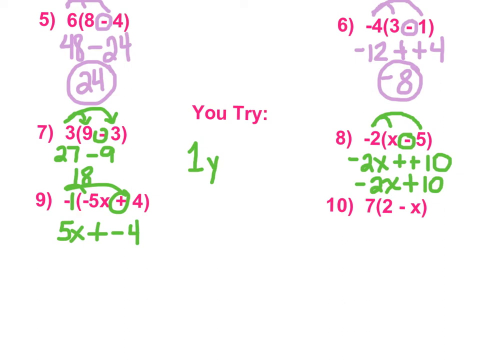And lastly, number 10, 7 times 2 is 14. Bring down the subtraction sign, and then 7 times x is 7x. So our final answer, 14 minus 7x.